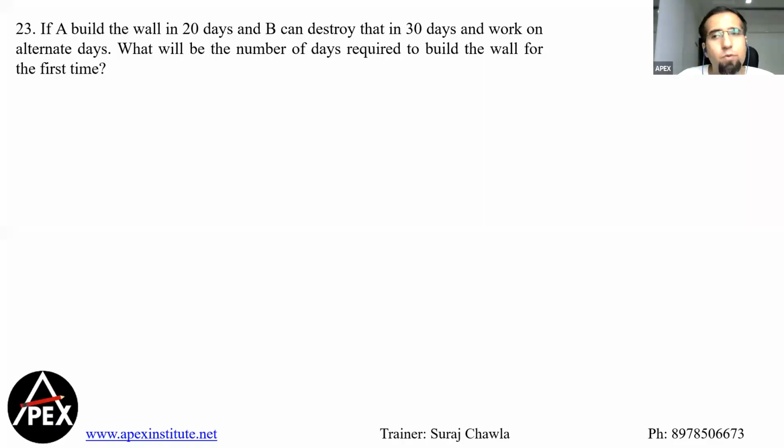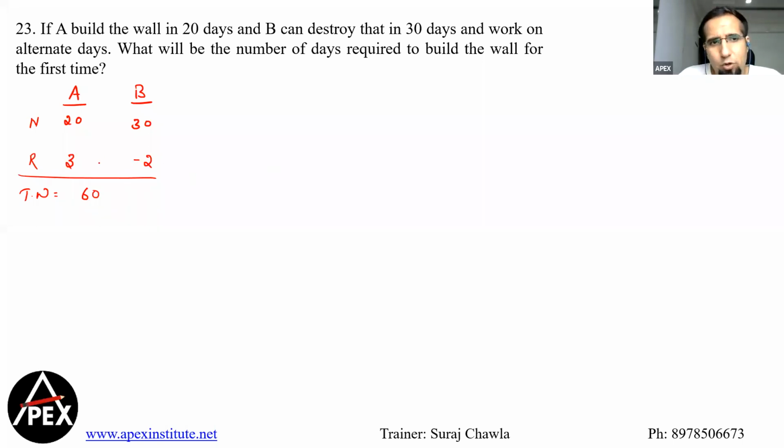Now, whenever negative work happens in alternate days, be careful. Pawan is the only guy who's correct. Rest all of you are wrong. Let's see. So it says that A can build a wall in 20 days, whereas B can destroy the wall in 30 days. Okay. Total work is equal to 60. A can build 3 and B can destroy 2.